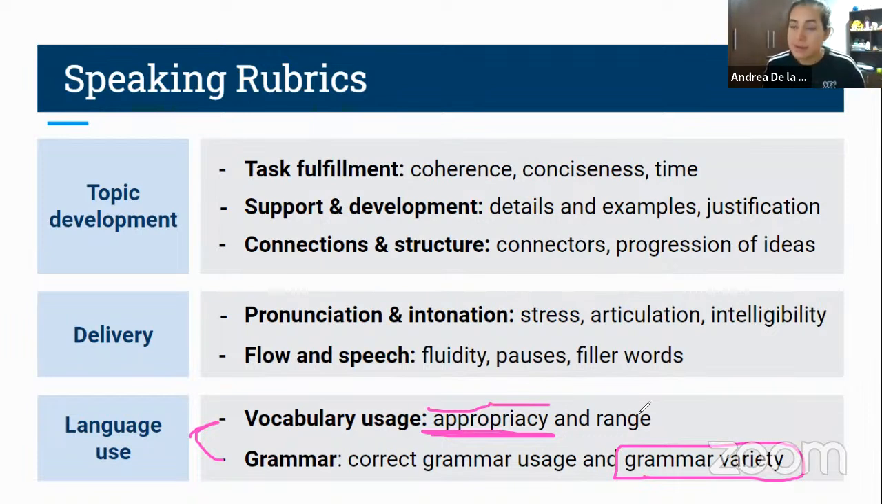It takes practice, but it's really important that you guys understand how they evaluate your responses so that you can evaluate yourselves when you're practicing. You can ask yourself, so am I being coherent? Am I connecting my ideas well? Am I intonating well? Am I using appropriate vocabulary? Is my grammar okay? Am I making too many pauses? Am I using too many filler words? Am I justifying my ideas correctly? You can ask yourself those questions in order to see what areas you need to work on.